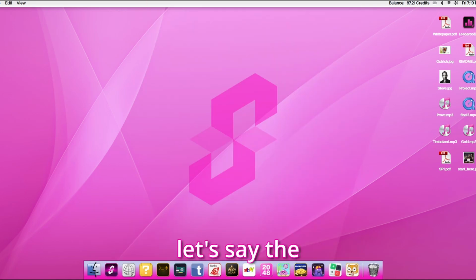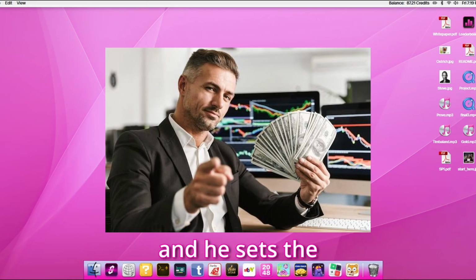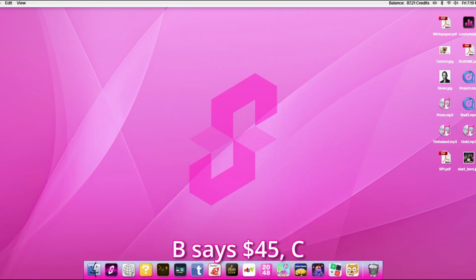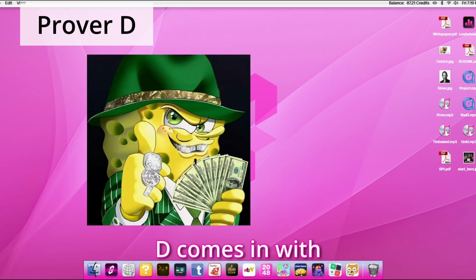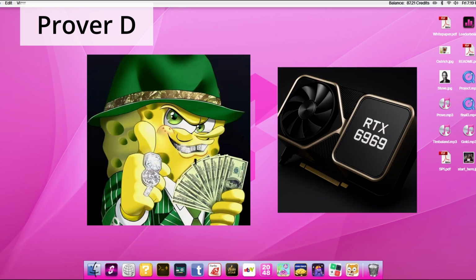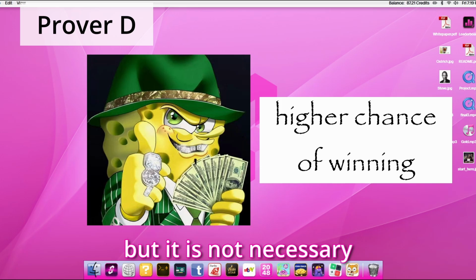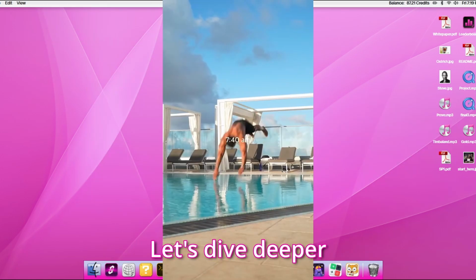For example, let's say the requester wants a proof for his program and he sets the fee to $100. Prover A says he'll pay $40, B says $45, C says $46, and then D comes in with his juiced up RTX 6969 and says he'll pay $75. D will have a higher chance of winning the bid, but it is not necessary that he'll win. Now, how does that work? Let's dive deeper and find out.